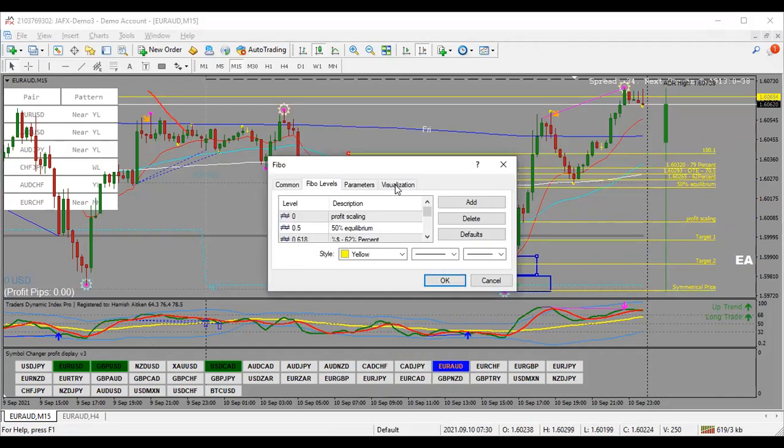So you right click on the fib, right? Then you go to the levels. 0, profit scaling, 0.5, which is the 50 equilibrium. Then you delete 32 and 28. We are not interested in those levels. Then are you with me?